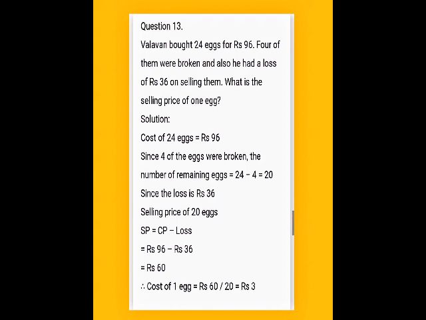Therefore the price for 1 egg is equal to 60 divided by 20. That is equal to rupees 3. Rupees 3. So this is how to find the price for 1 egg. Will you understand, my dears? Move on to the next question.